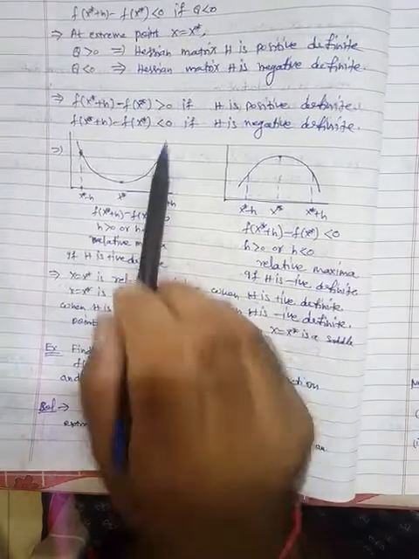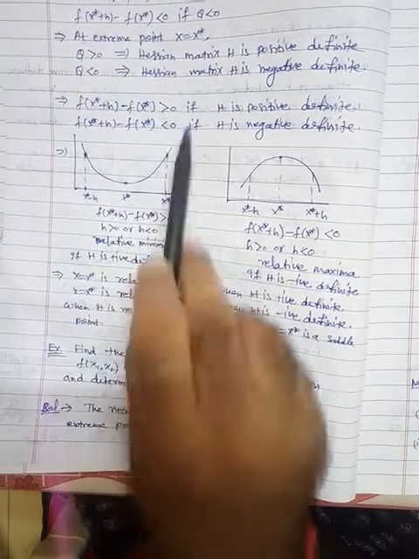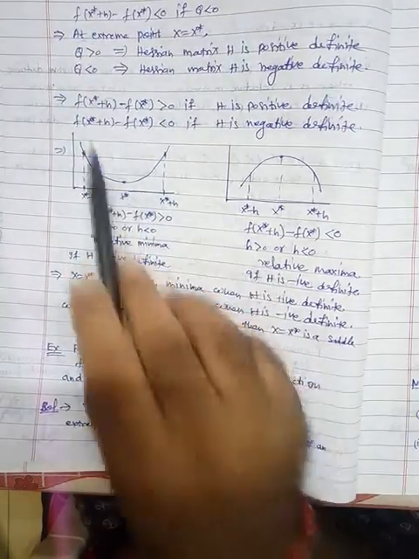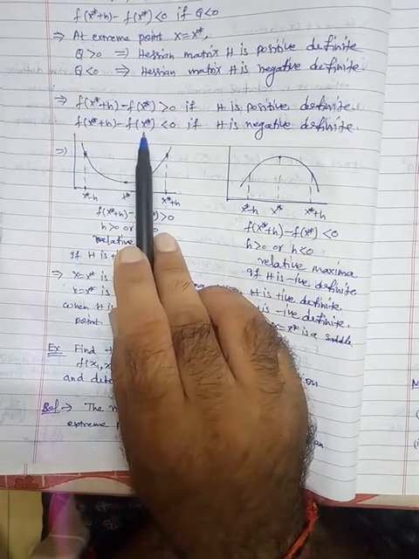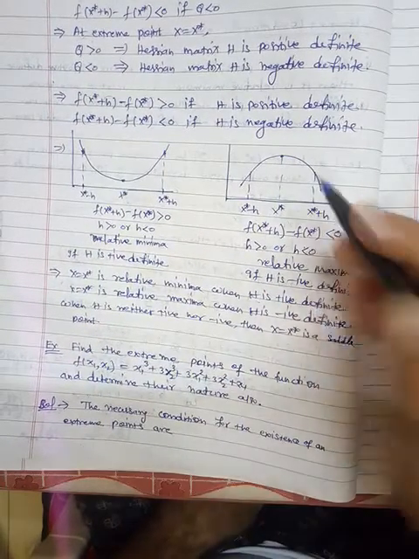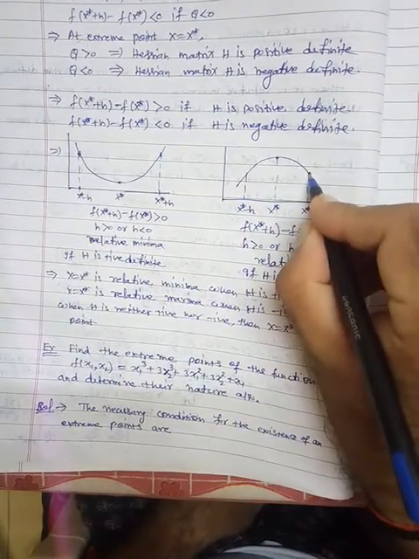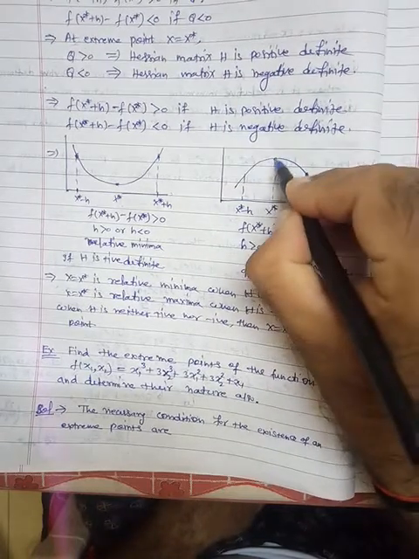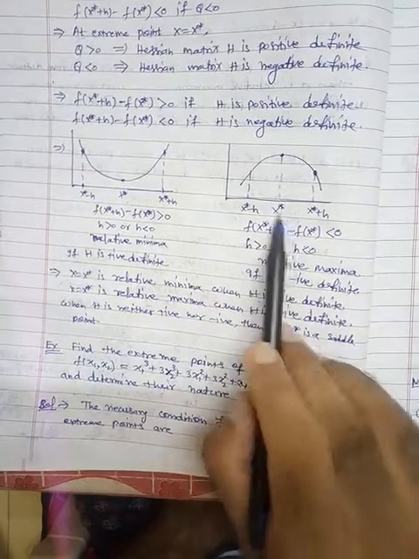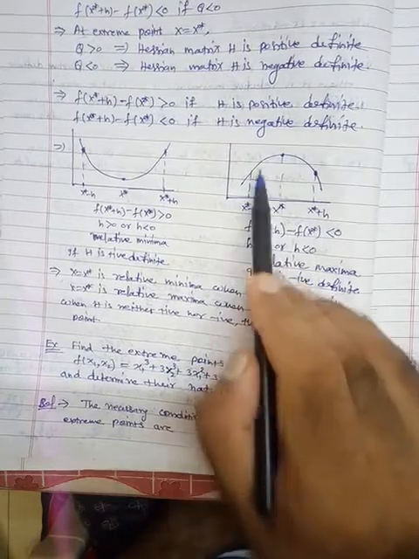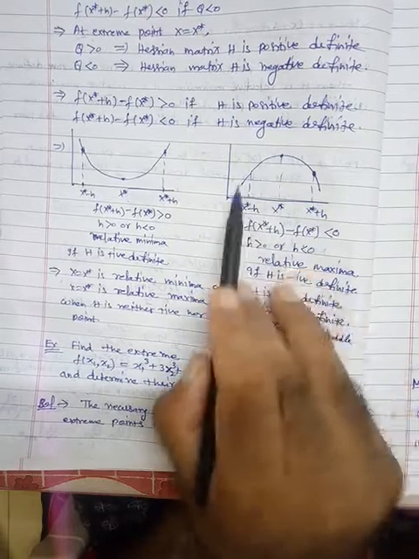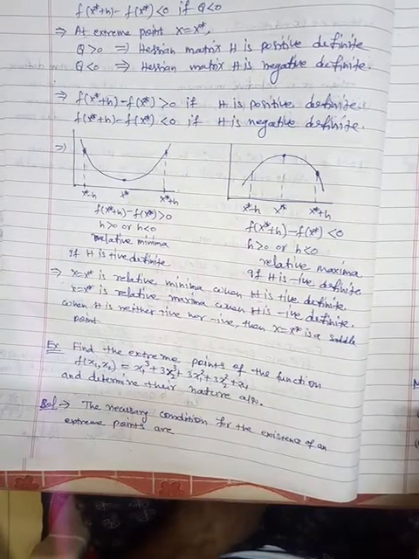Fine. Now we will take the second condition here. So here f of x star plus h is less than f of x star, that means this condition holds. The function value at x star plus h will be less than f of x star. Similarly, if h is positive it will be this, if h is negative it will be this, again this condition holds, so this is nothing but the relative maxima.